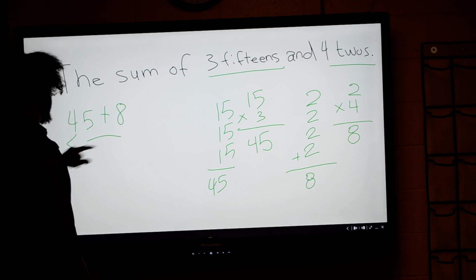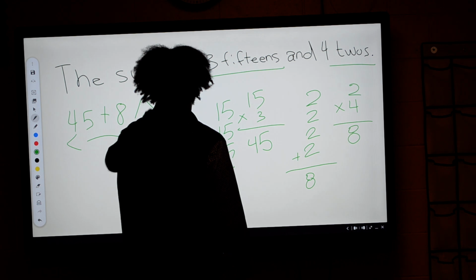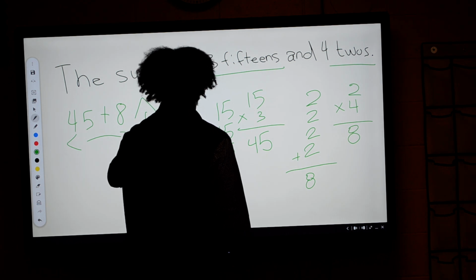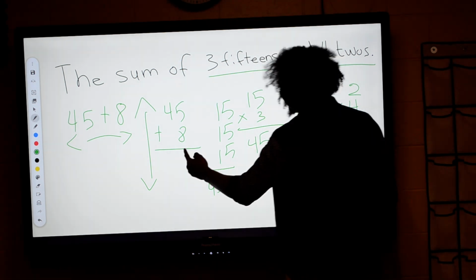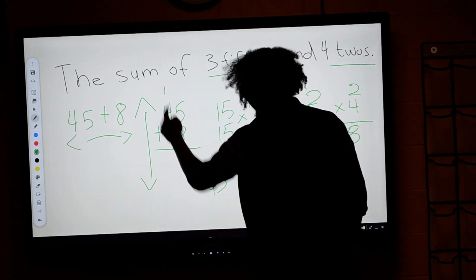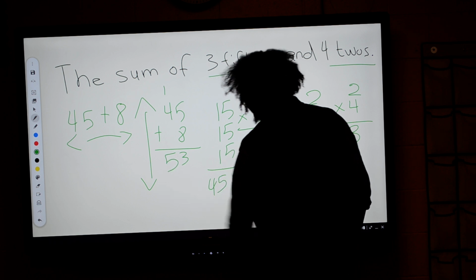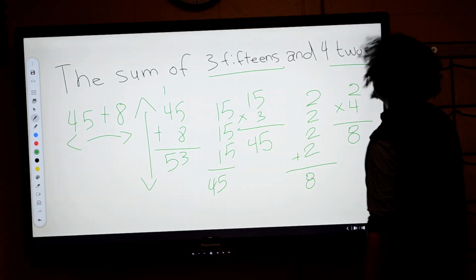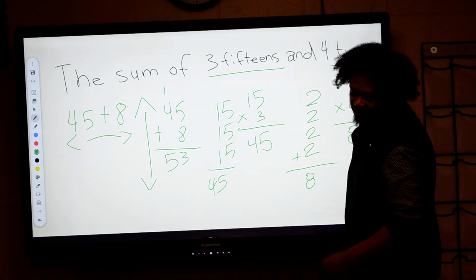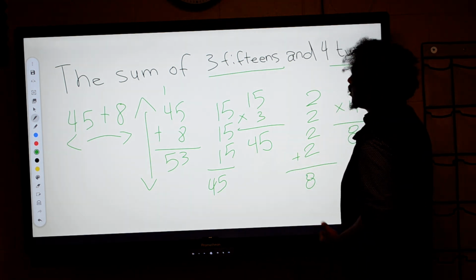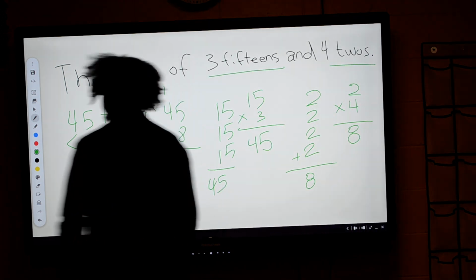That is horizontal. If you want to solve it vertically, here's how it looks. 45 plus 8. 5 plus 8 is 13. And then we have 4 plus 1 is 5. So the sum of 3 15s and 4 2s is 53. But remember, this is an expression, so we did not have to solve. I just wanted to take you through it. Here's how the numerical expression is going to look.